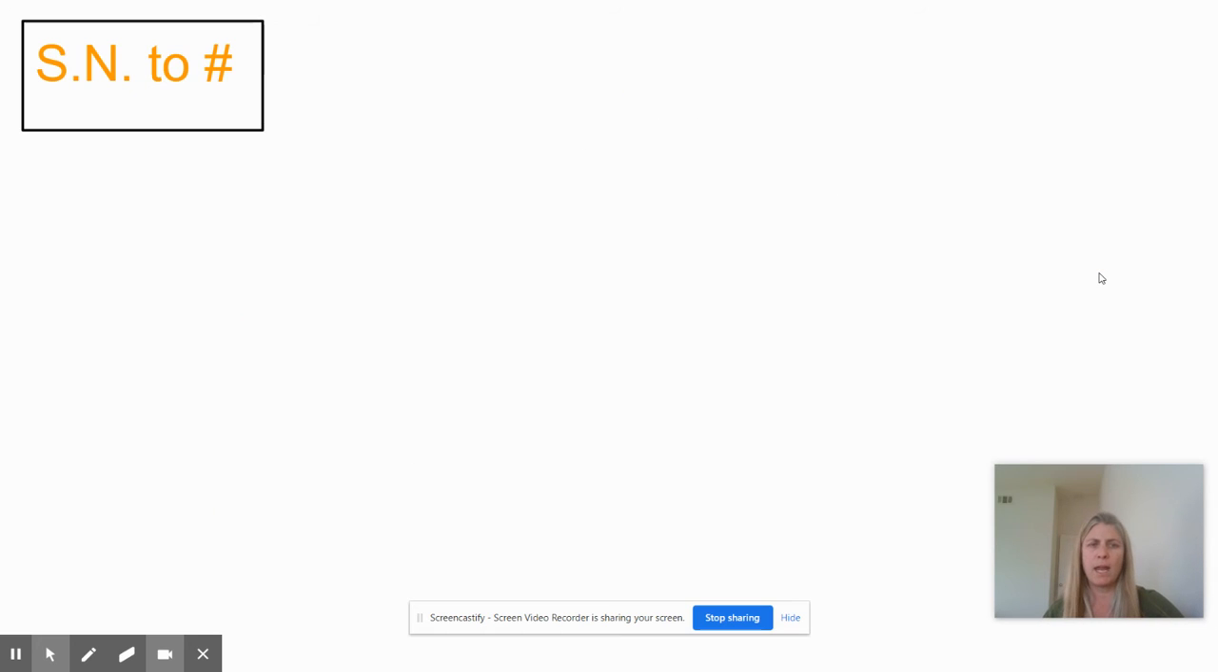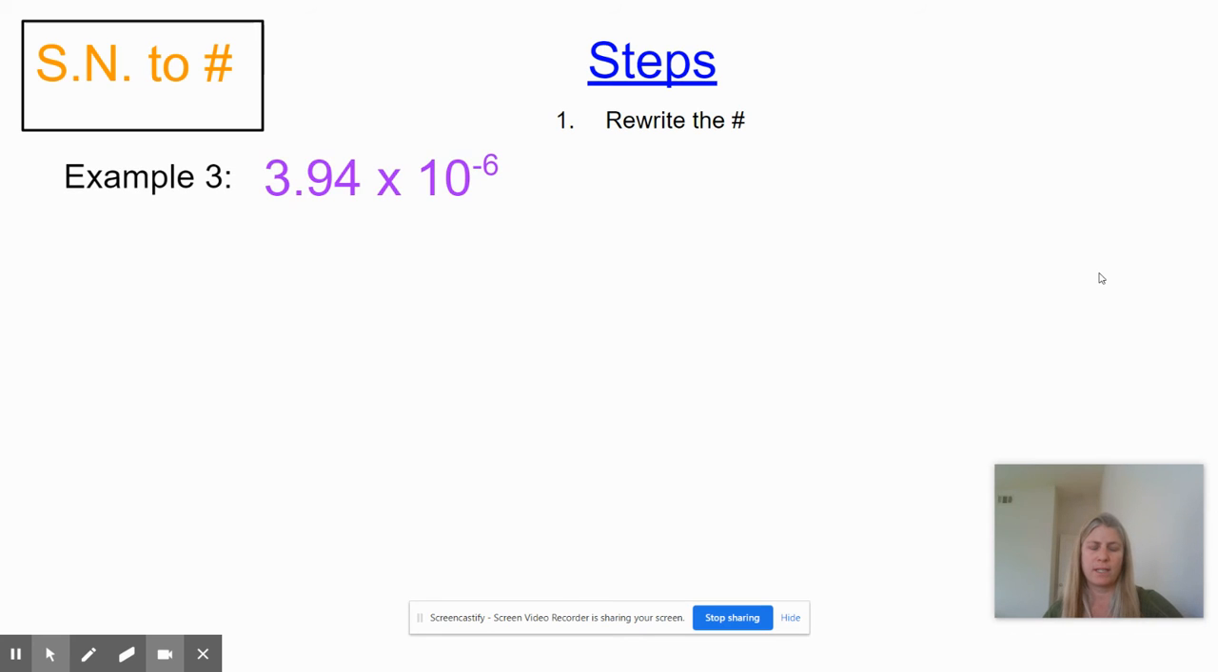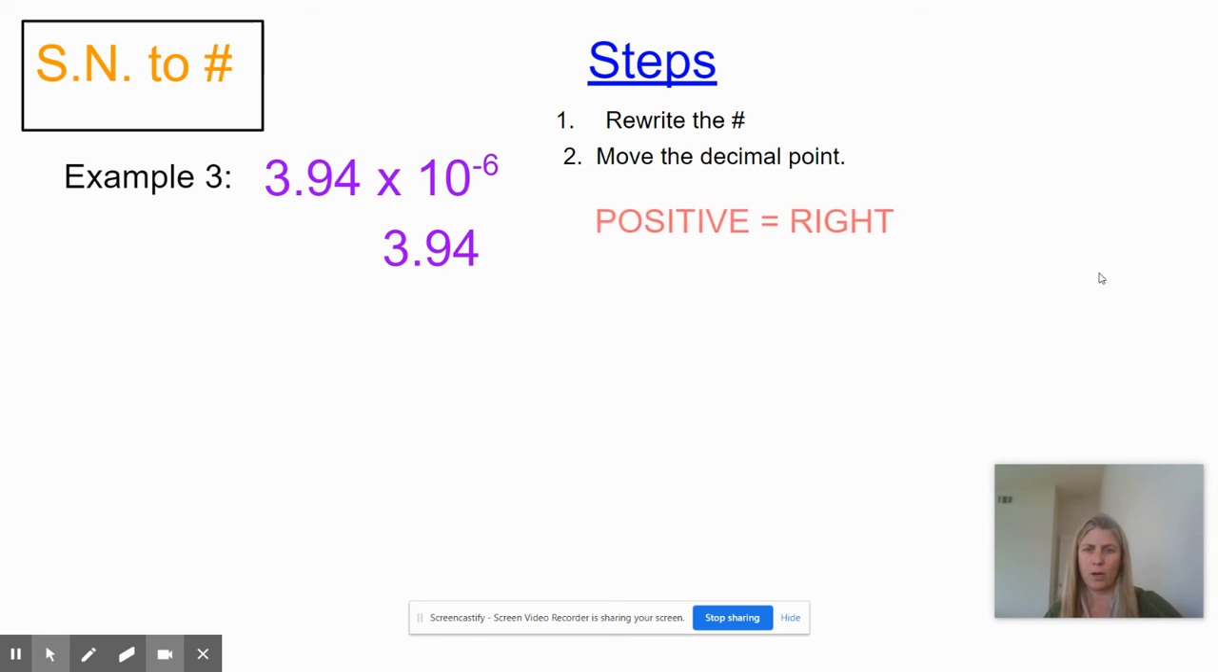So very simple. Now we're going to convert it the other direction, where we start in scientific notation and go through the steps to turn it back into a regular number. Our first step is to rewrite the number as you see it. In this example, we have 3.94 times 10 to the -6. So we're simply going to rewrite 3.94. Second step is we're going to move the decimal point. Now, this is going to be important depending on the power. If the power is a positive number, we're going to move the decimal point 6 in this case to the right. If it's a negative, we're going to move the decimal point 6 to the left.